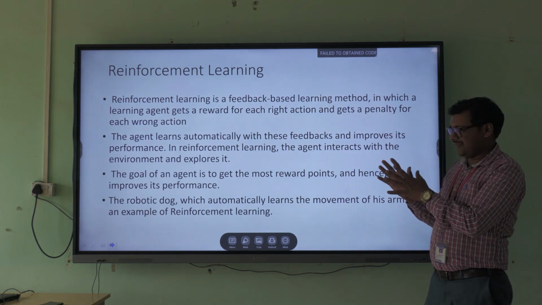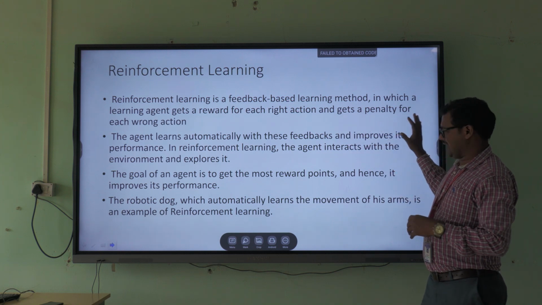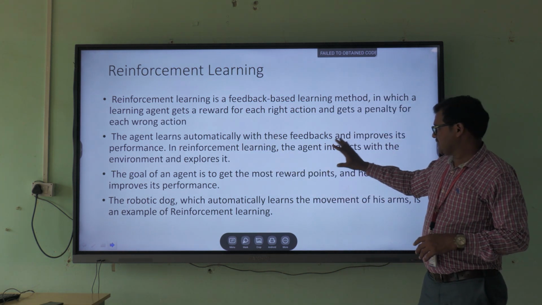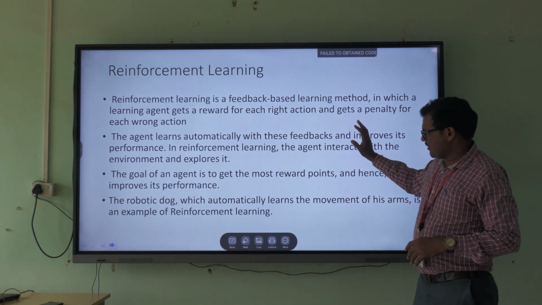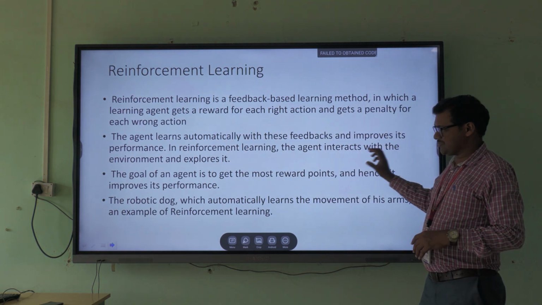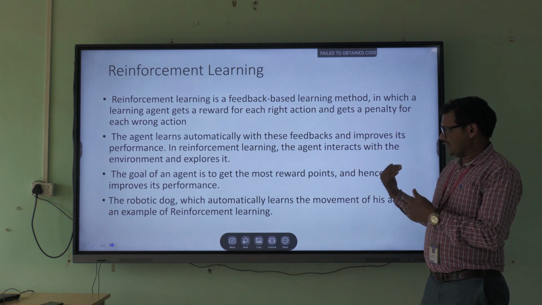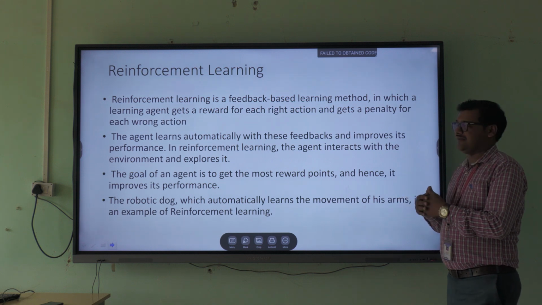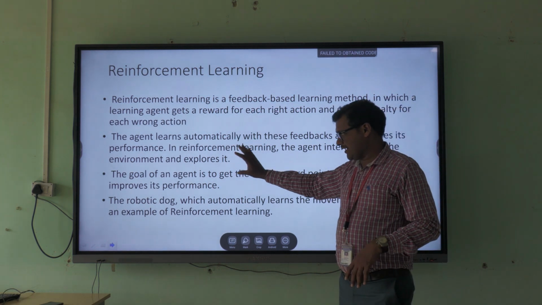If they do the right thing, they will be rewarded. If they do the wrong thing, there will be a penalty. So the agent learns automatically with this feedback and improves its performance. The machine learning approach here is called a policy. They will do some task; if it is correct, they will improve it. If there are any mistakes, they will learn again and improve the performance. The agent interacts with the environment and explores it.